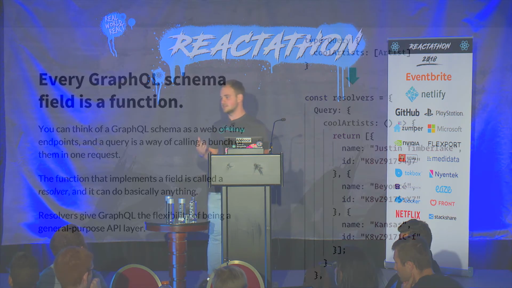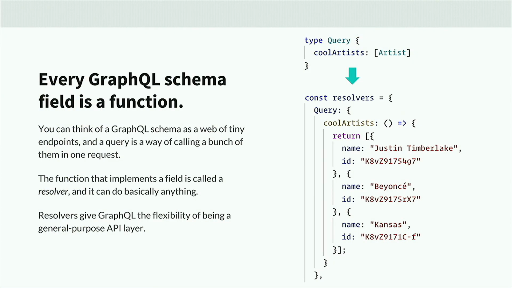And the thing that lets you do that is that every field in that schema I showed you, on every single type in GraphQL, on your backend, you can implement that as a function. So you can think of GraphQL as a bunch of tiny endpoints, where instead of calling one endpoint at a time, you can call as many as you want at a time. And that function is called a resolver.